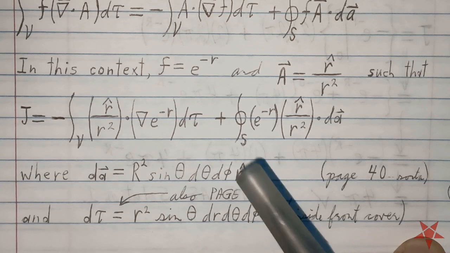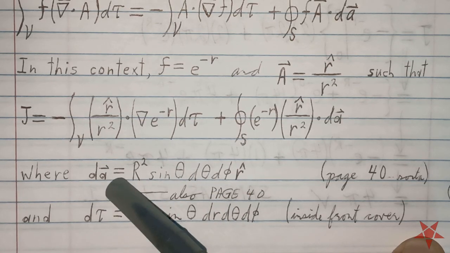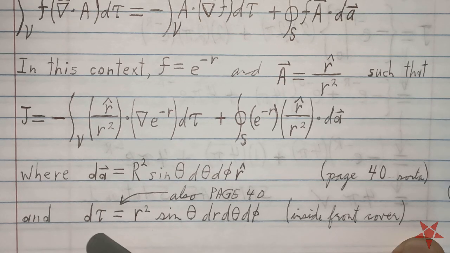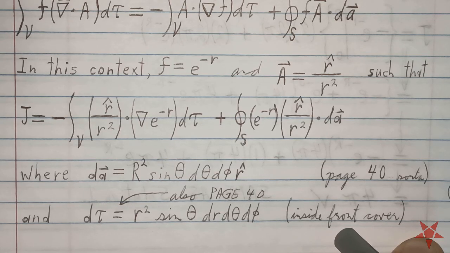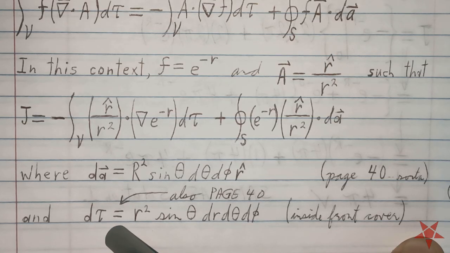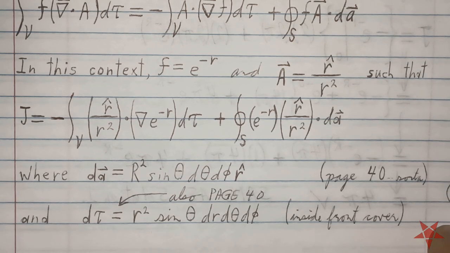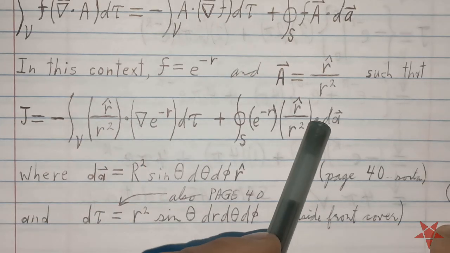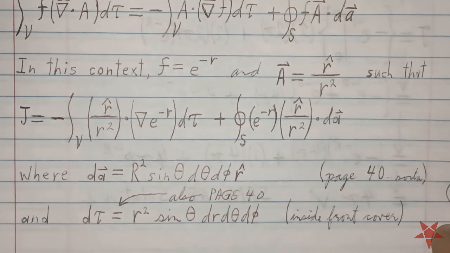All right, so I think that sums up what we need to discuss as far as the unit surface area, dA. d tau is covered on page 40. I didn't dwell on that because it's also covered on the inside front cover of the textbook. Note that d tau is a scalar, whereas dA is a vector. Our next step will be to go ahead and evaluate the individual integrals utilizing what we now know about d tau and dA.